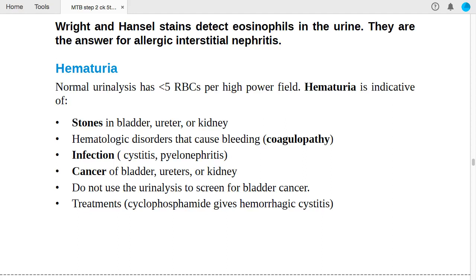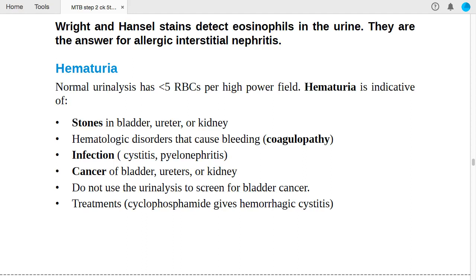If it's a case of infection, mostly in case of cystitis, patients usually complain of hematuria. In case of pyelonephritis, we can see this hematuria. In case of cancer of the bladder, ureter or kidney, they can also present with hematuria. Do not use the urinalysis to screen for bladder cancer. Definitely for screening purposes, we can never use urinalysis. This is the best initial test, not the test for screening purposes.